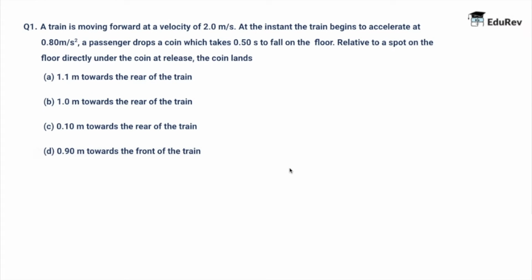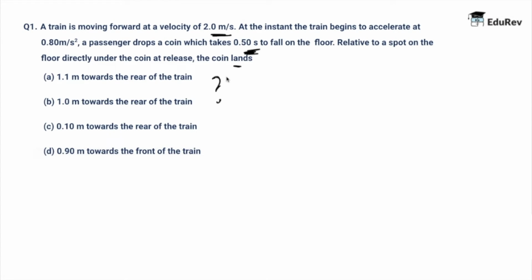Question 1 states a train is moving forward at a velocity of 2 meters per second. At the instant the train begins to accelerate at 0.8 meter per second square, a passenger drops a coin which takes 0.5 seconds to fall on the floor. Relative to a spot on the floor directly under the coin, at release the coin lands where? So this is the question.